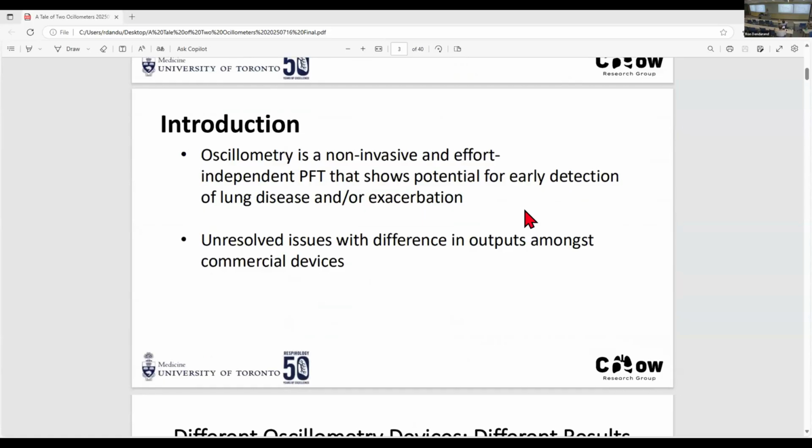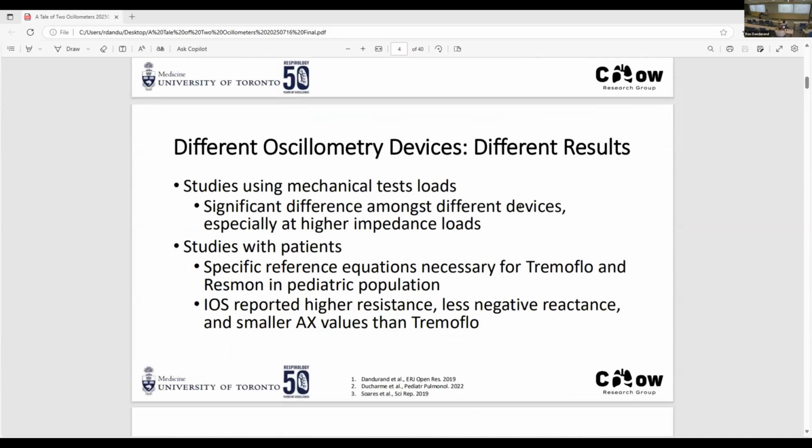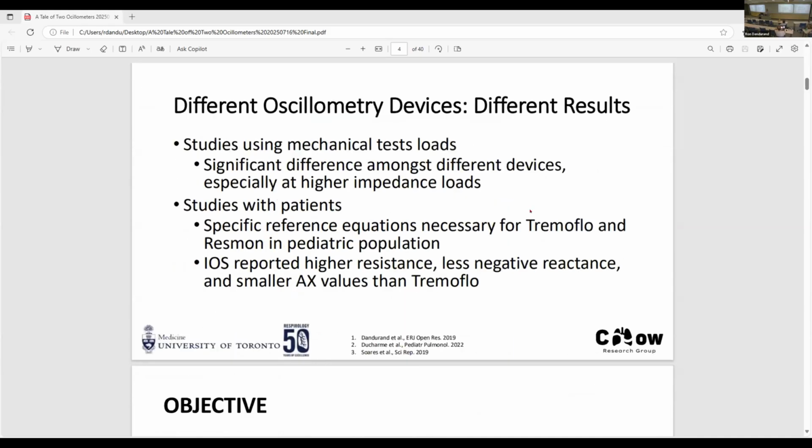Oscillometry, as I'm sure everyone knows, is a non-invasive and effort-independent pulmonary function test, which has shown potential for assessing lung function as well as detecting early signs of dysfunction. Commercially available devices have shown unresolved issues that have resulted in differences in outputs. So because of these unresolved issues, different devices yield different results.